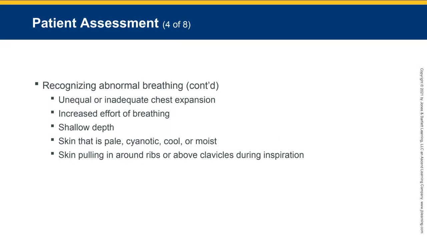Increased effort of breathing, shallow depth. If we're thinking about shallow depth, we need to be thinking about a ventilation problem. If a patient is breathing very slow, we need to be thinking about a ventilation problem. Skin that is pale, cyanotic, cool, or moist. Skin pulling in around the ribs or above the clavicles during inspiration.